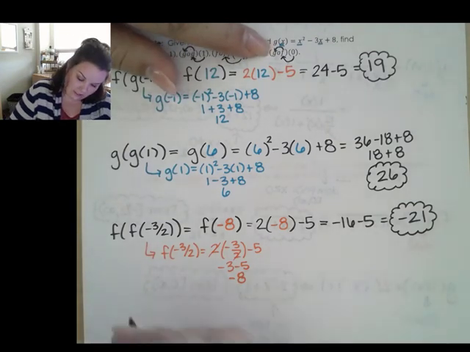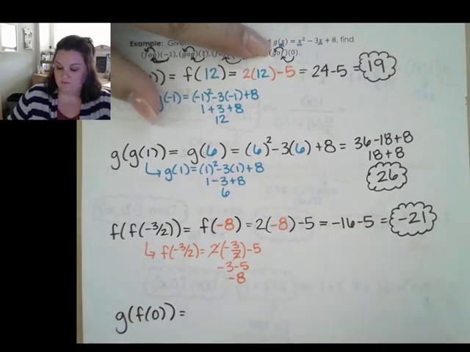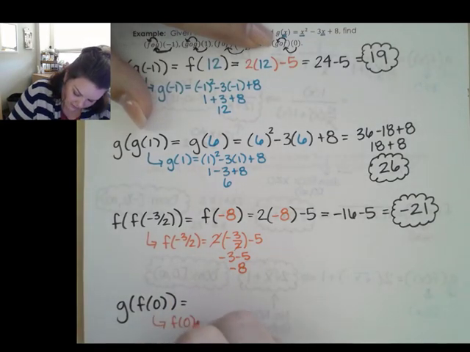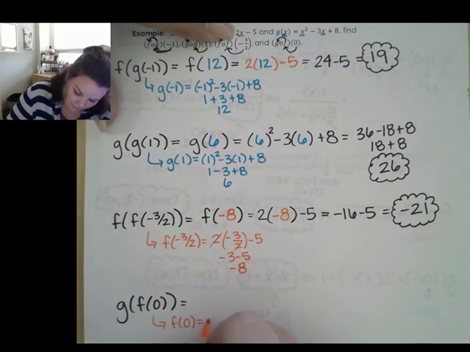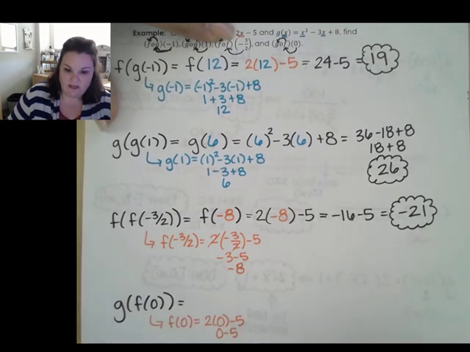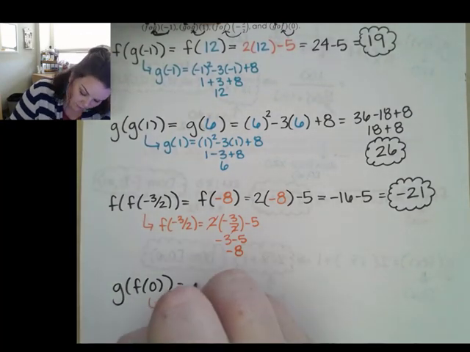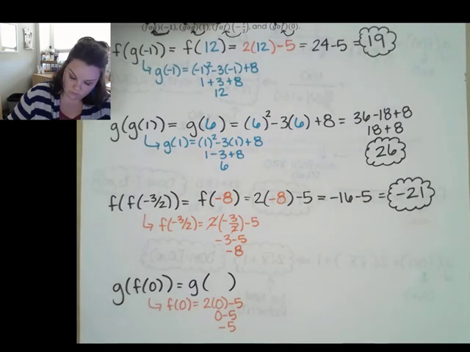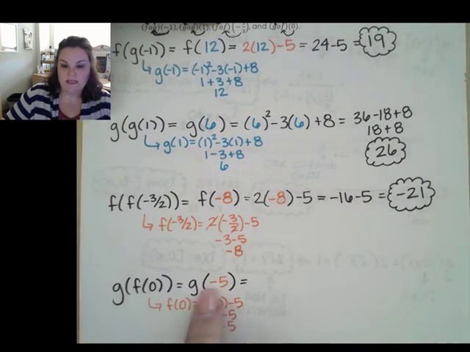All right, so let's try our last one. This is g composed of f evaluated at 0. The first thing I want to do is this innermost computation, which is f evaluated at 0. My f function says to do 2 times my input and subtract 5. So I'm going to do 2 times 0 and subtract 5, which is just 0 minus 5, which is negative 5. So I'm going to replace this f of 0 with what I found it to equal, which is negative 5. And then negative 5 is now what we're going to plug into our g function.